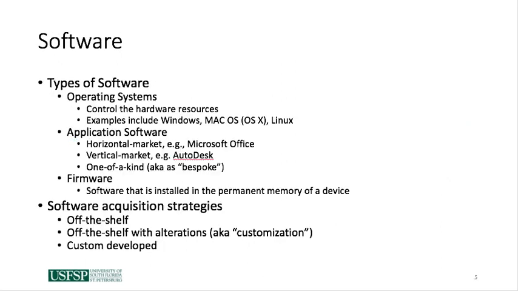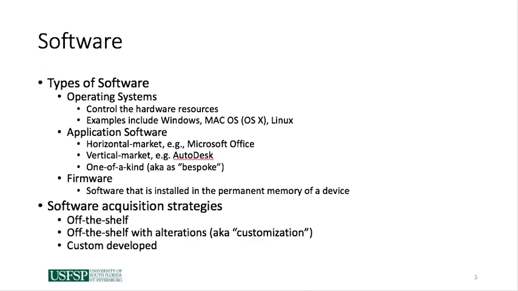As said, software goes hand in hand with hardware. Again, there are many different types of software, and the primary distinction is between operating systems and application software. Operating systems control the hardware resources, and the most important examples are Windows, Mac OS, and Linux. Application software does things that are useful to a user. Again, you can distinguish between different types of application software.